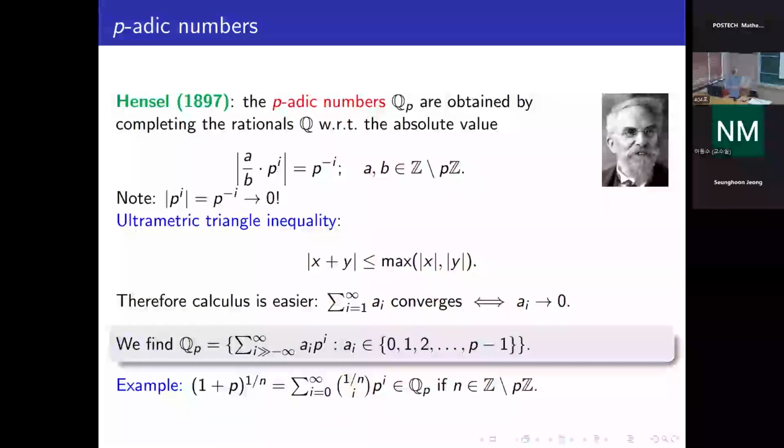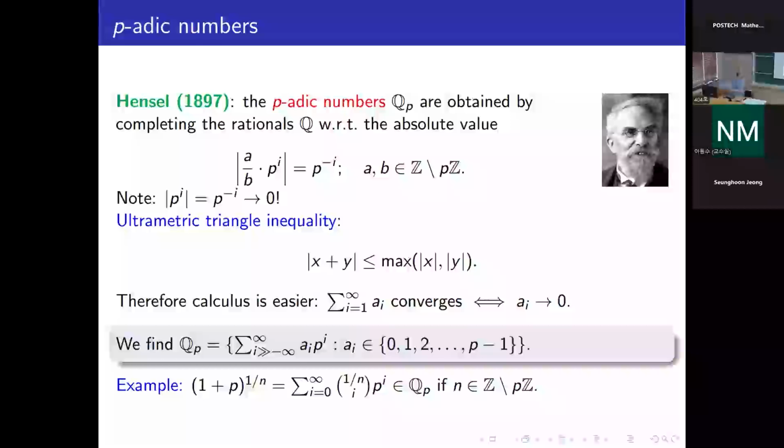And for example, what we can then see is that every element of the completion in QP, so the completion is obtained the same way as for the reals, is uniquely expressible as a convergent power series in p. So it can be written as some sum of a_i p to the i, where the coefficients lie between 0 and p minus 1.